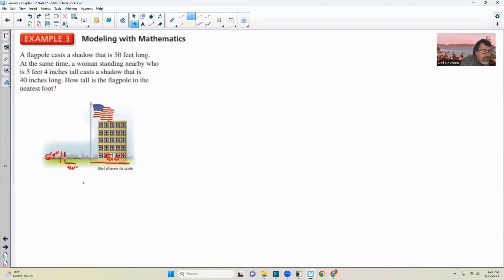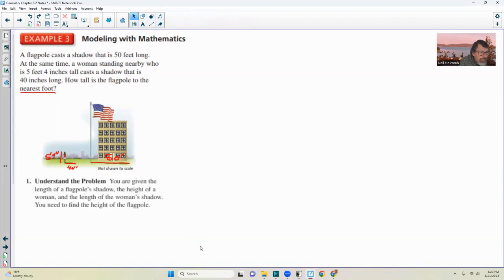Okay. All right. So we've got inches, we've got feet. That's not a good thing. How tall is the flagpole to the nearest foot? So we want to convert her to feet. Or base it on feet to inches, if you will. So let's take a look at how we're going to do this. First thing we do is step 1. We're going to understand the problem. You're given the length of the flagpole shadow, the height of the woman, and the length of the woman's shadow. You need to find the height of the flagpole.